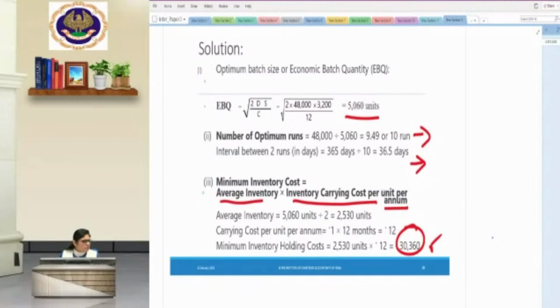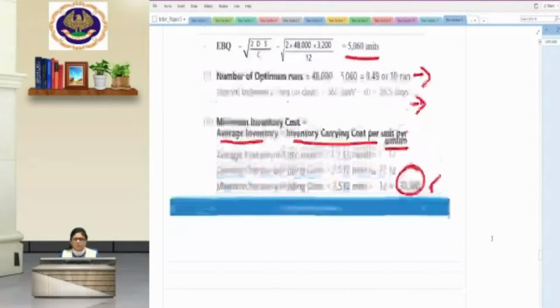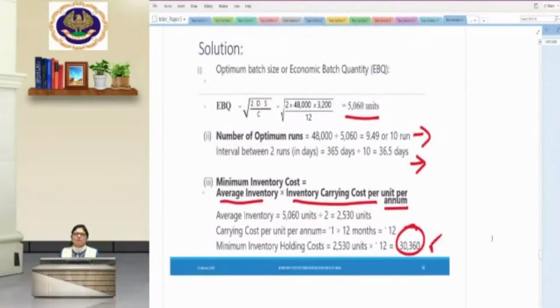I hope the students, the concept is clear. Okay, let us proceed to the next question. Hope you have taken the note of this question. Good.